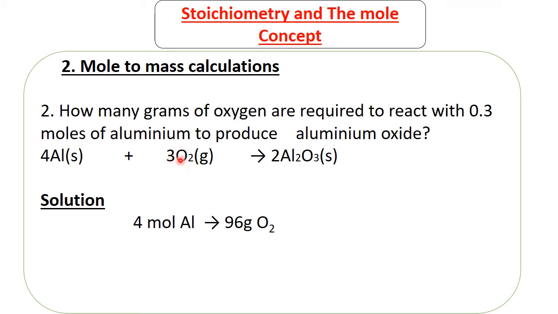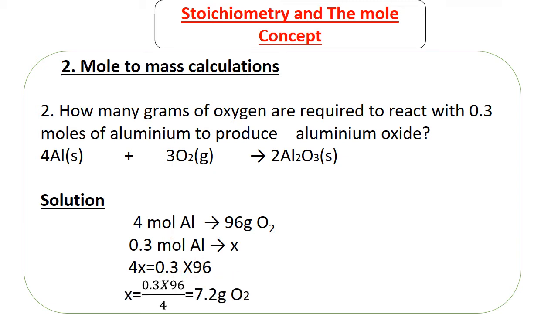Then the molar mass of oxygen, the mass number is 16, and if there are 2, it is 32. 32 times 3 is 96 grams as the mass. With that being said, we can say now 0.3 moles of aluminium, what's the mass of oxygen that's going to be produced? Then when you cross multiply here, we're going to have 4x = 0.3 times 96. When you divide both sides by 4, we're going to have 7.2 grams of oxygen.